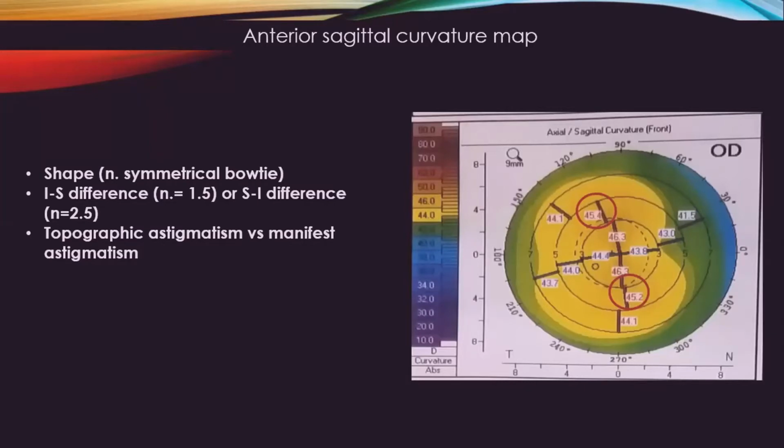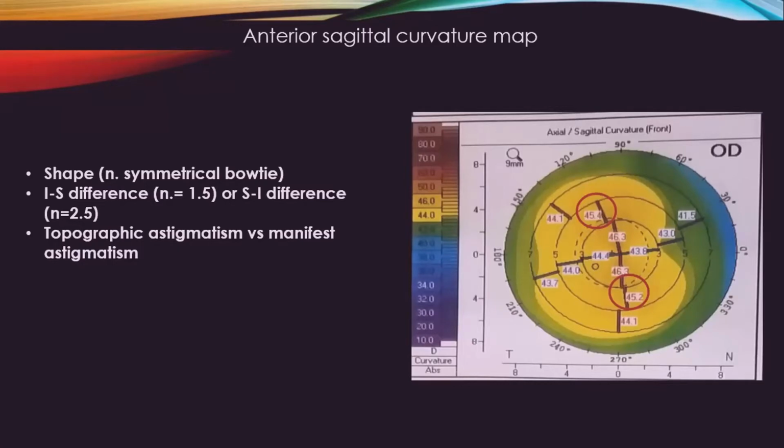First of all, the anterior sagittal map. We're not going to say how to read a Pentacam, but we want to know how to assess the cornea regarding the risk factors we mentioned before. So regarding the axial sagittal curvature map, as was proposed by Randleman, you have to be concerned about abnormal shapes or abnormal topography. So the first thing to comment on is the shape. What is the shape of the sagittal map?